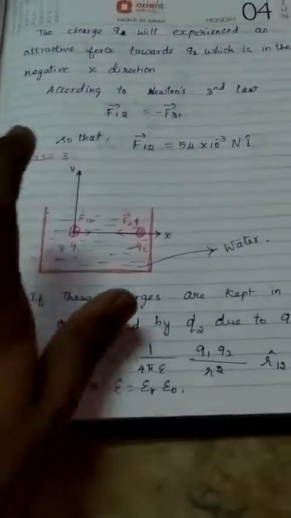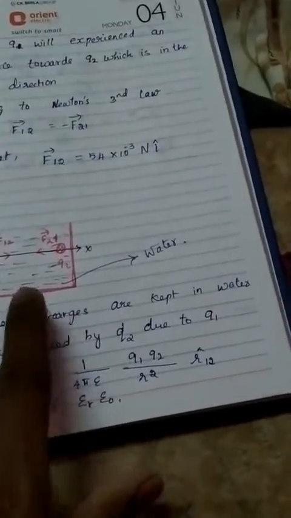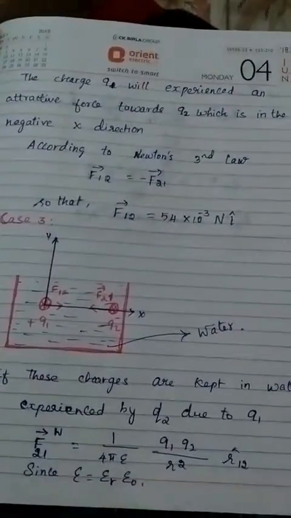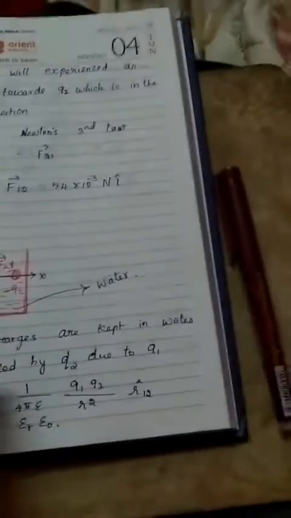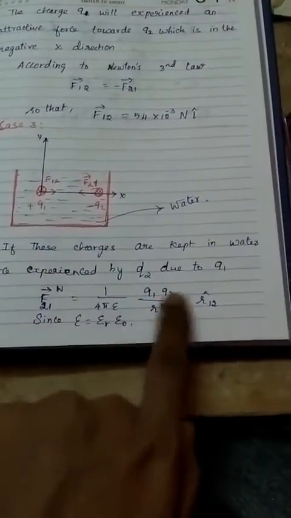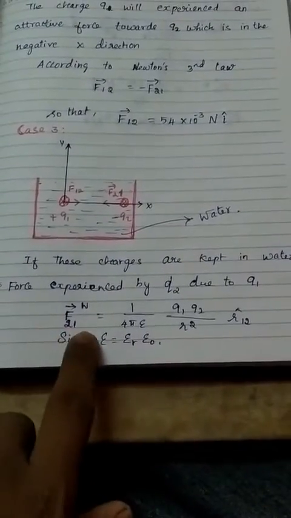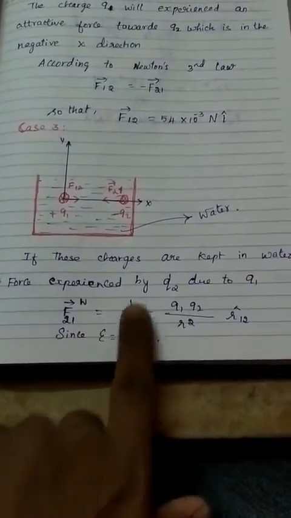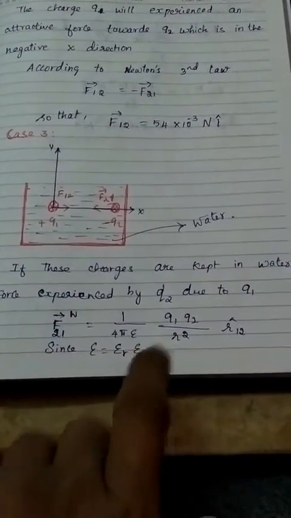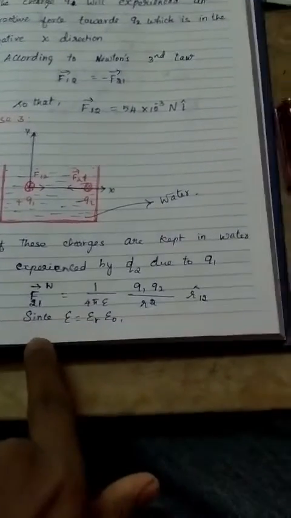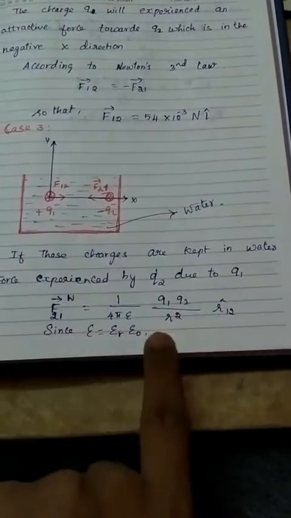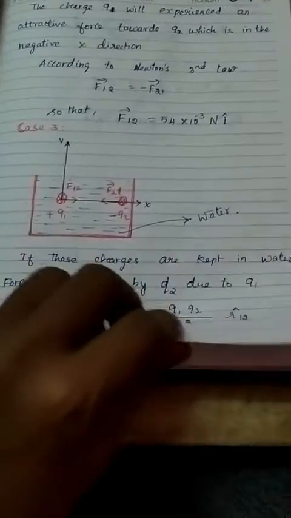Case 3: there are two charges, one positive and one negative, kept in water. This is the diagram for that. If these charges are kept in water, the force experienced by Q2 due to Q1 uses the same formula. F21 vector in water, which I mark with a W on top to identify it, equals 1/(4 pi epsilon). Here it is not epsilon naught but epsilon, where epsilon is equal to epsilon r into epsilon naught, times Q1 Q2 divided by r square, times r cap 12.